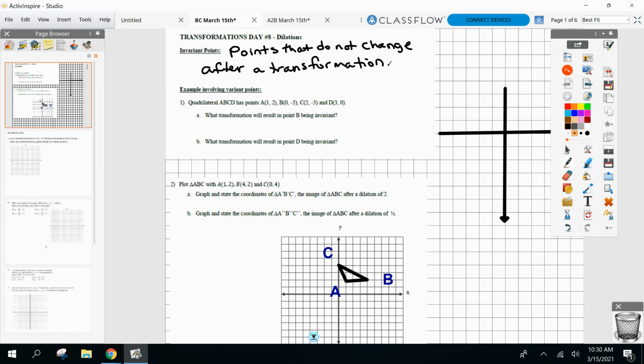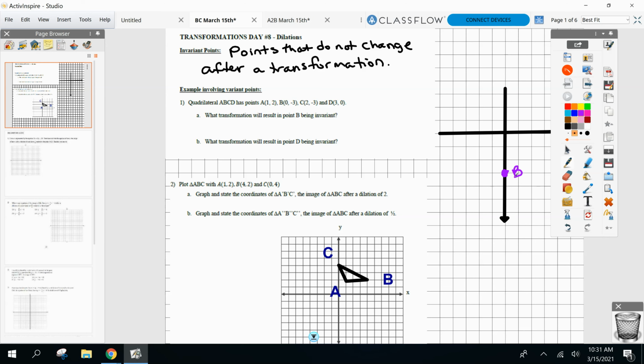So I have a quadrilateral up here, number one, that says, hey, here's A, here's B, here's C, here's D. I don't want you to graph it. There's no need to graph. So I'm going to start with point B. Point B is 0, -3. So I'm going to do a quick sketch for you here. 0, 1, 2, 3. Here's point B in quadrilateral ABCD.